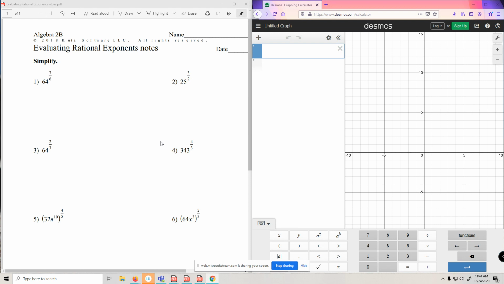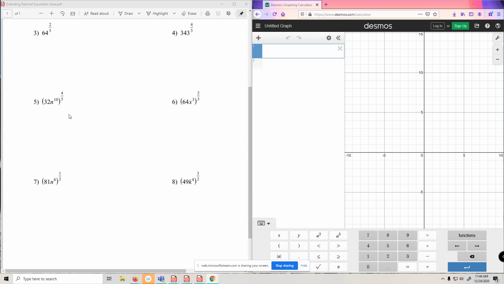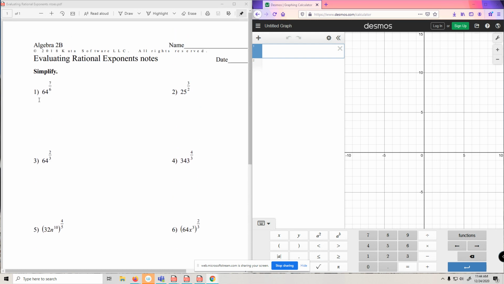Some expressions like 5 through 8, I'm going to scroll here for a second, have both numbers and variables in them, which means your final answer will have a number and a variable in it as well. And again, I'll show you how to use Desmos to help you with those ones as well. So let's just dive right in.